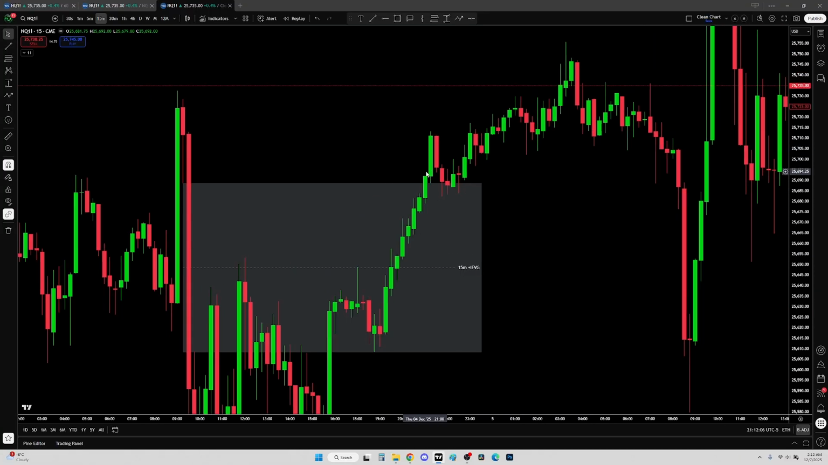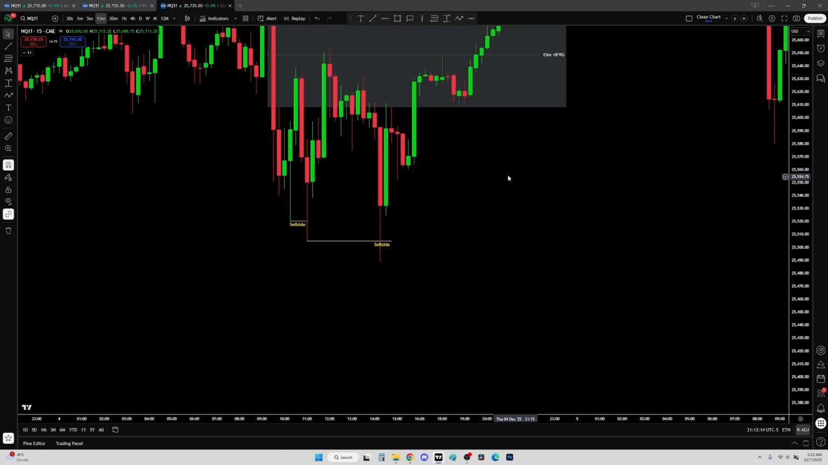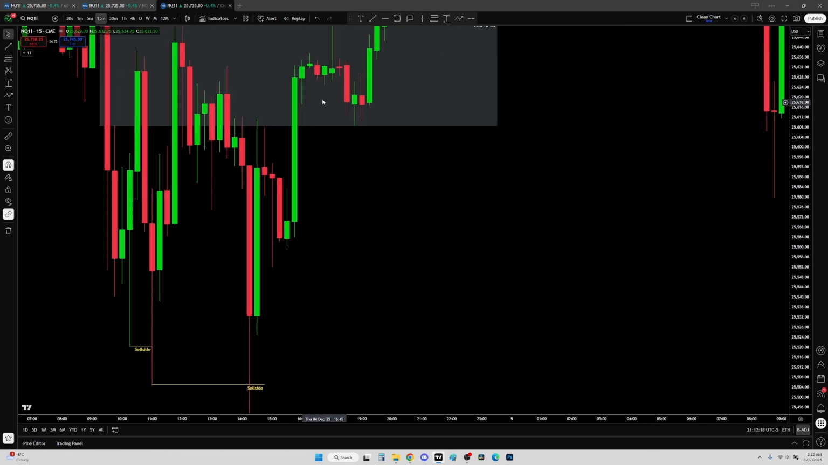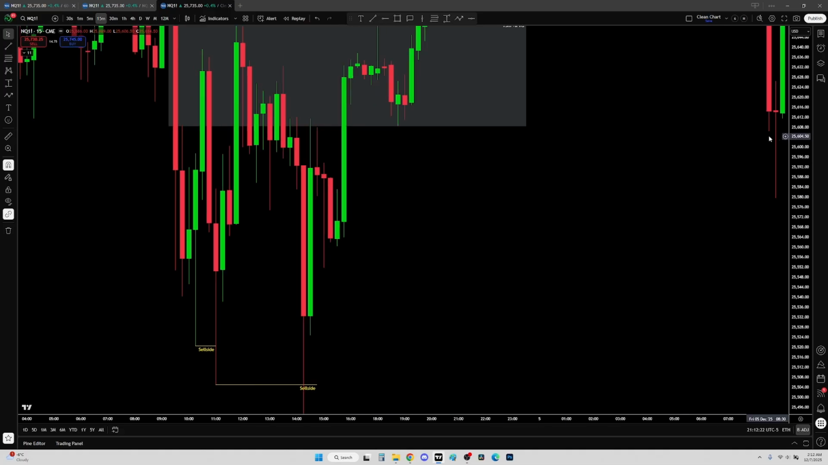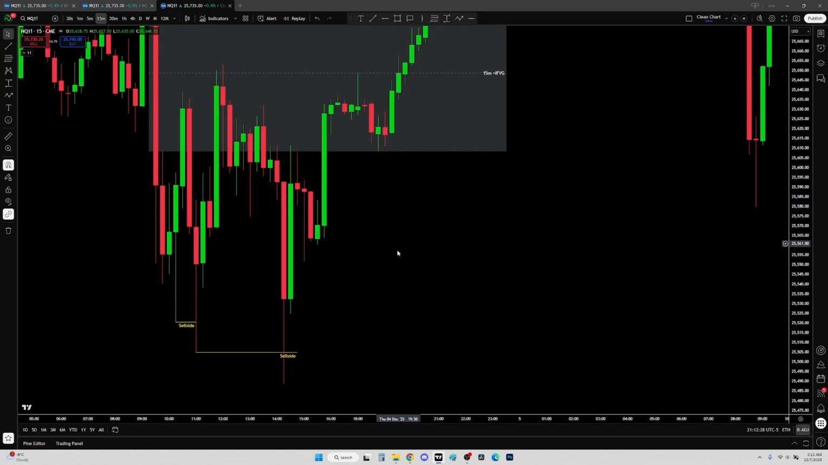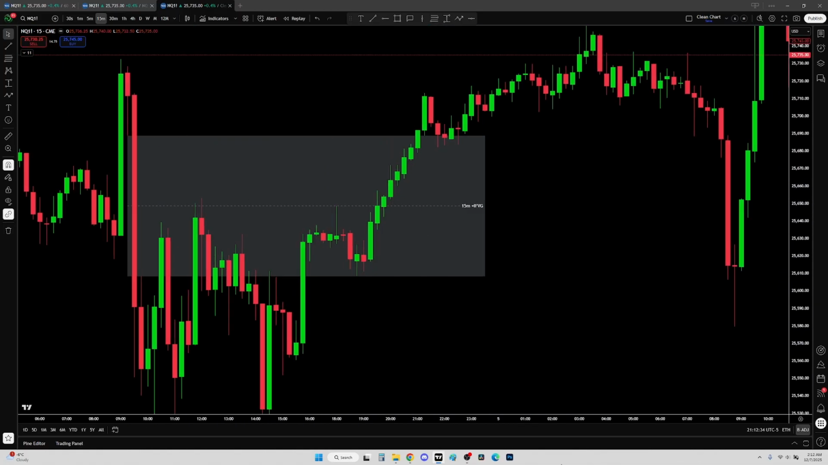Once I see price close above a SIBI, I'm no longer looking for that to act as bearish. Same thing with a bullish fair value gap. If I see a bullish fair value gap and price closes below it, I know that I'm more than likely going to get stopped out, or I know that I'm not going to enter that trade because it's more than likely going to come a lot lower. But that is what an inversion fair value gap is.